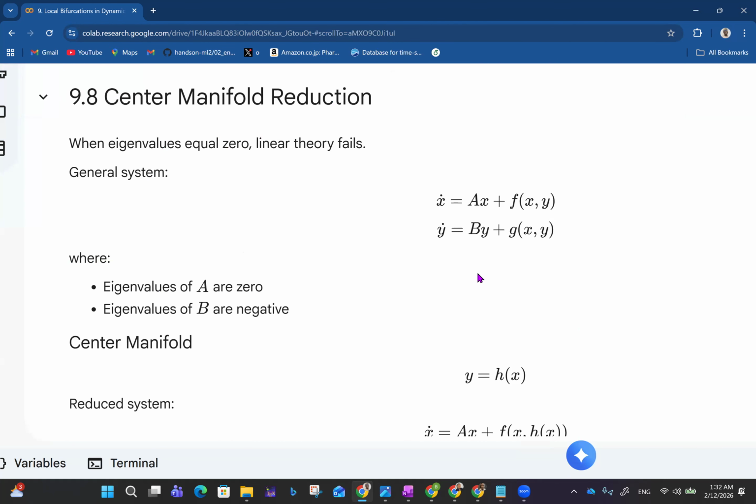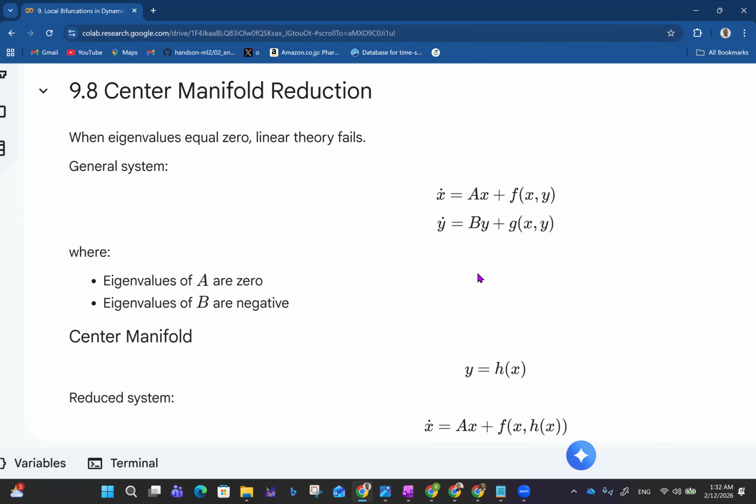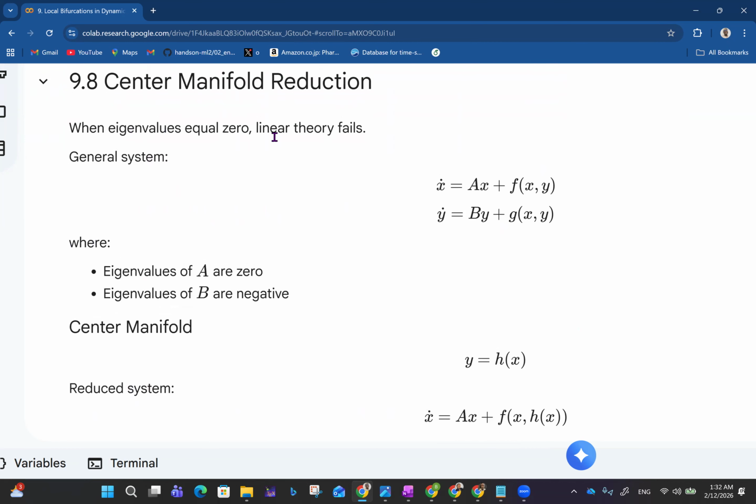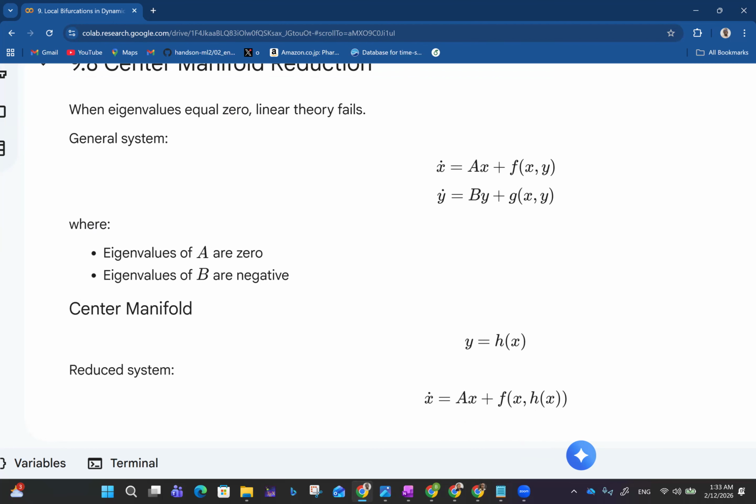All right, so we go for center manifold reduction. So when an eigenvalue is equal to 0, linear theory fails in that case. I think we saw that much in the previous video. So in the general system, if you have x dot equals ax plus f of x comma y, y dot equals by plus g of x comma y, where eigenvalues of a are 0 and eigenvalues of b are negative, in that case the center manifold will be something like y equals h of x. And then we can have the reduced system. The reduced system will be something like ax plus f of x comma h of x, because now we have taken care of y here.